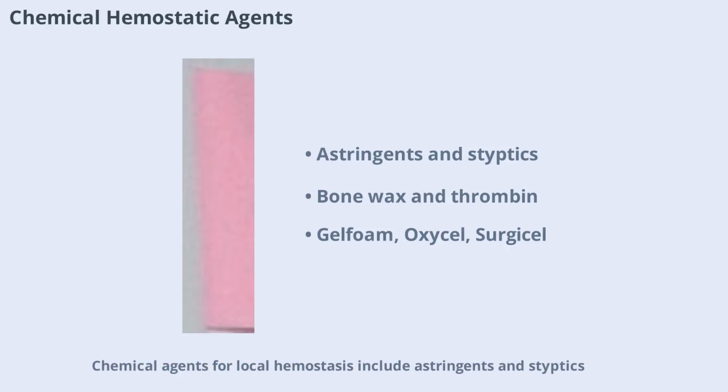Chemical agents for local hemostasis include astringents and styptics, which precipitate proteins and help arrest bleeding. Tannic acid, silver nitrate, and ferric chloride are commonly used for minimal capillary bleeding. Bone wax is applied to bleeding from bony canals, acting by mechanical occlusion. Thrombin, applied topically, converts fibrinogen to fibrin and is gentle on tissues.